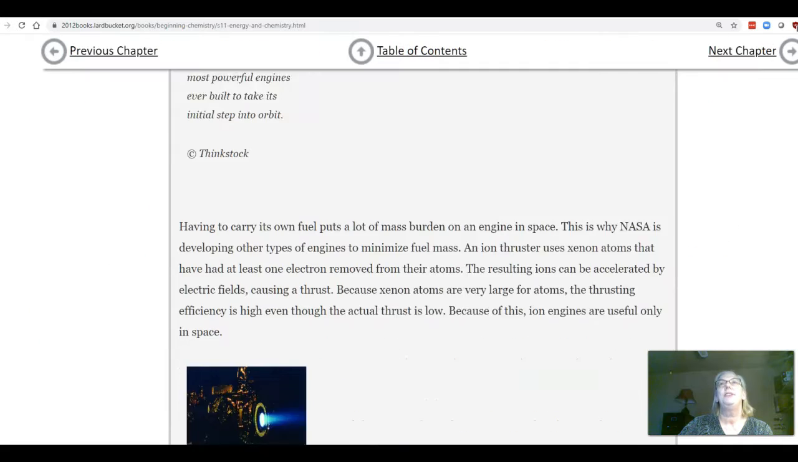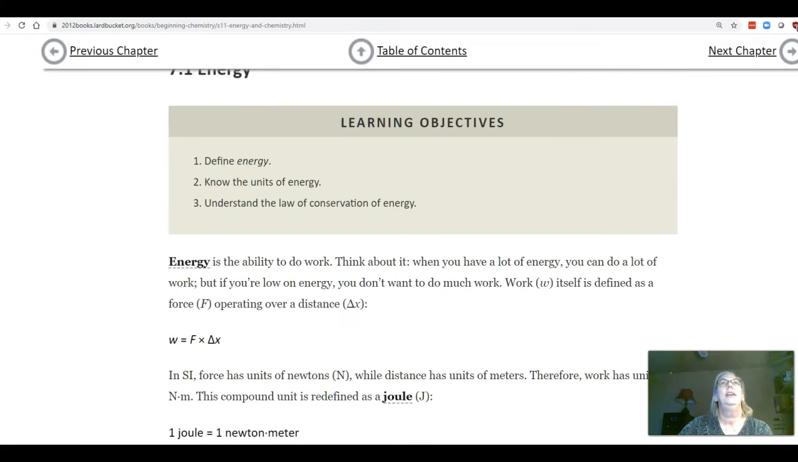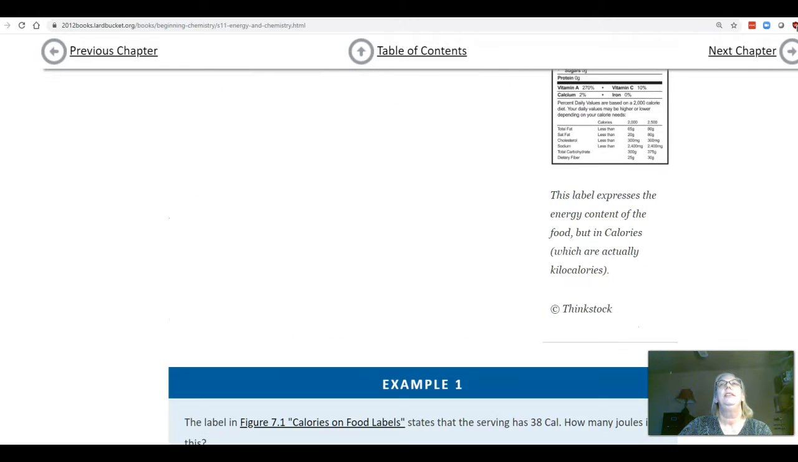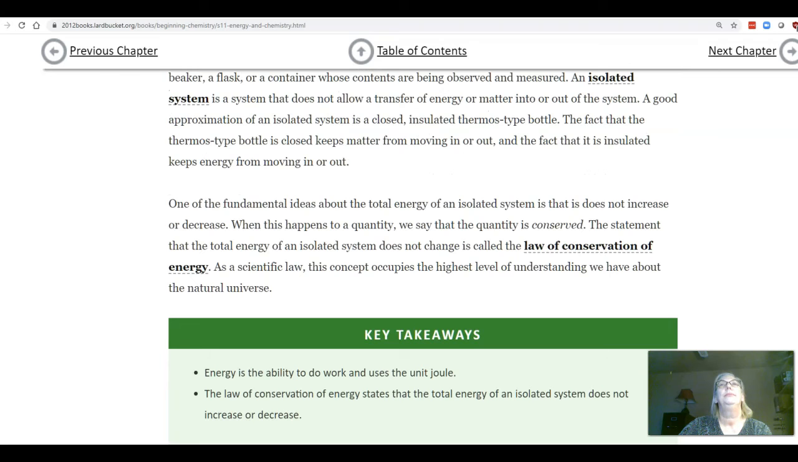So as we go through chapter 7, they're going to talk to you about energy and units of energy and the law of conservation of mass. So we need to be able to use joules and calories and be able to use those interchangeably. So make sure you understand joules and calories. They're units of energy. And understand the law of conservation of energy as well.